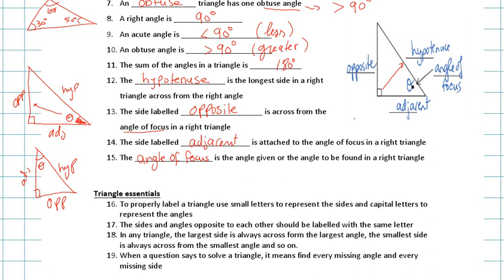Hypotenuse is always across from the 90. Whatever the 90 is. So let's say my triangle looks like this. This is my 90, then this is my hypotenuse. If my triangle looked weirdly like this, this is my hypotenuse. So the hypotenuse is all the time across from the 90 degree. Exactly.